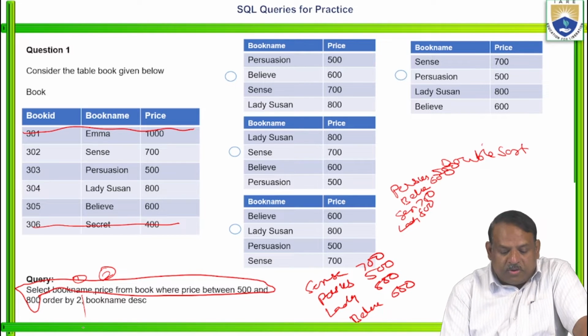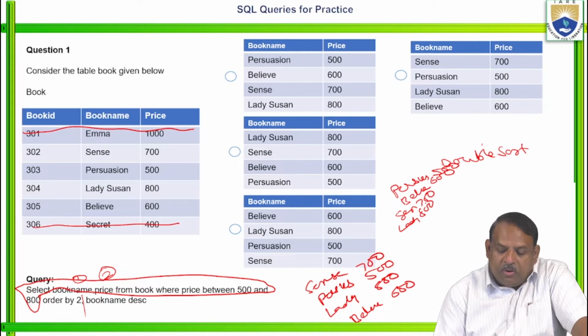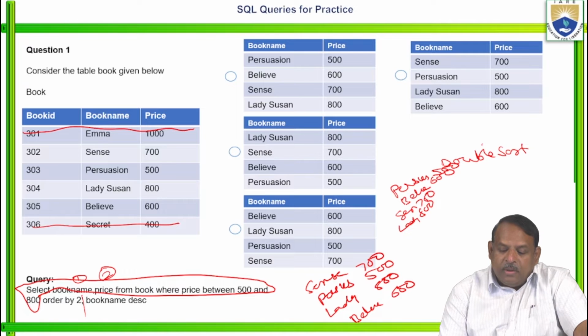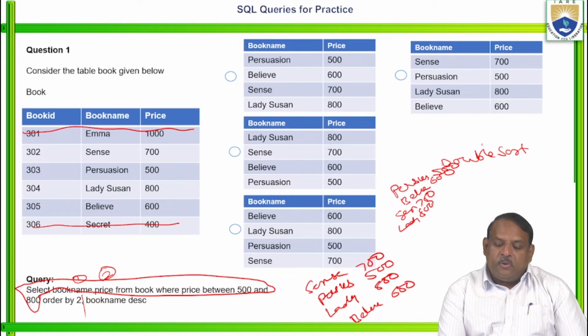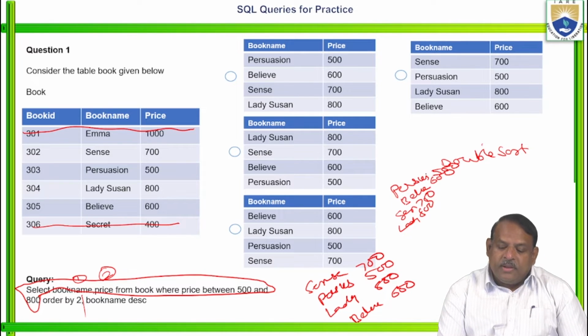After that, again we have to sort based on the book name description. As these all are unique values, we don't need to do a double sort once again. Only if there are 2 values having the same value, then we have to do the secondary sort. In this case, we don't need to do the secondary sort. So the answer is persuasion 500, belief in 600, sense in 700, and lady in 800. So what is the answer here?